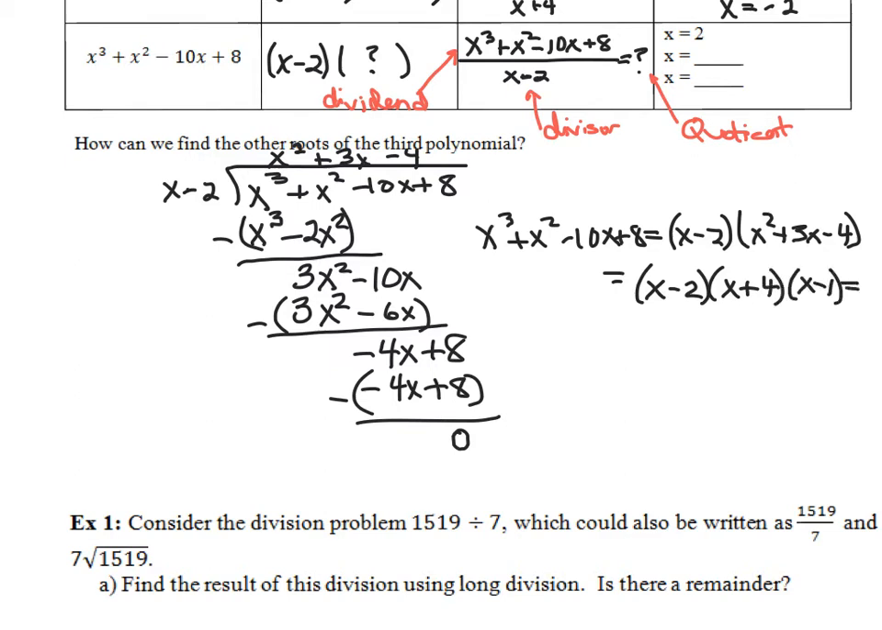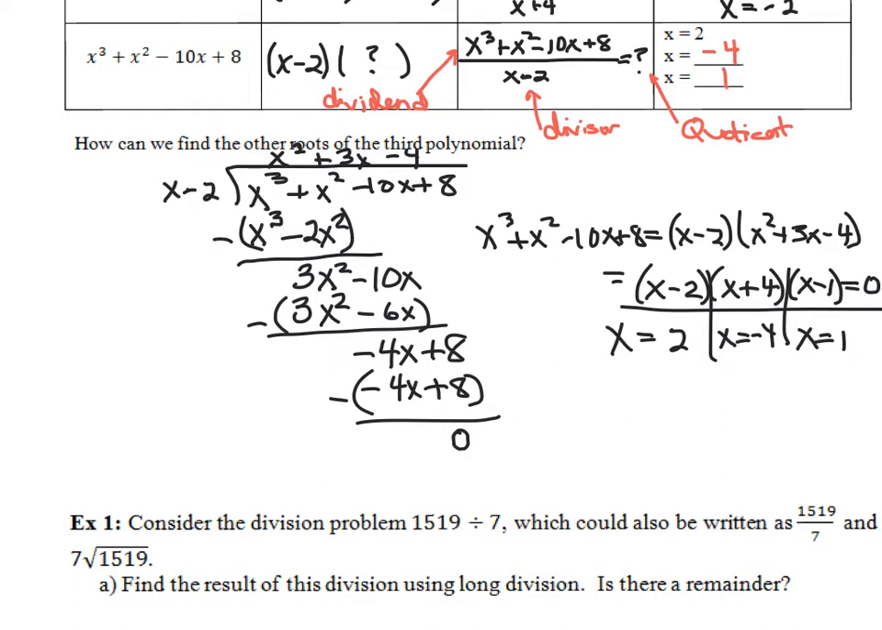Now since we're looking for the roots, we want to set that equal to 0. Making my t-bar, I get the 3 roots. x is equal to 2, x is equal to negative 4, and x is equal to positive 1. So back up in the box, I'm going to fill in. I've already got my answer of x equals 2. So my other 2 roots are negative 4 and positive 1.